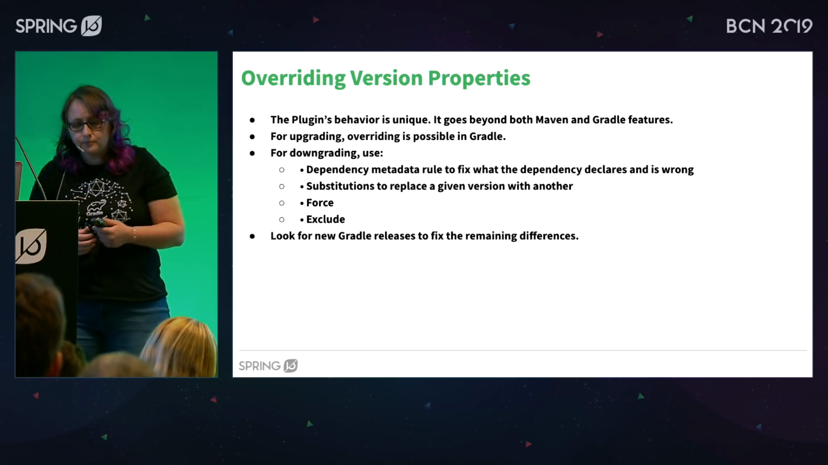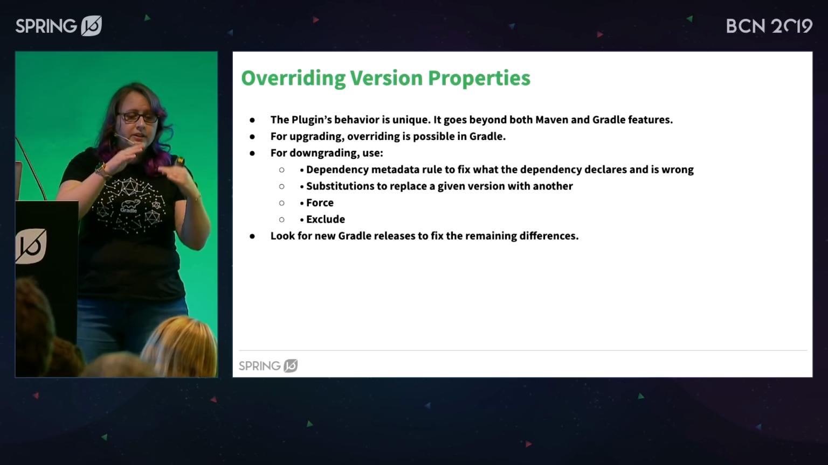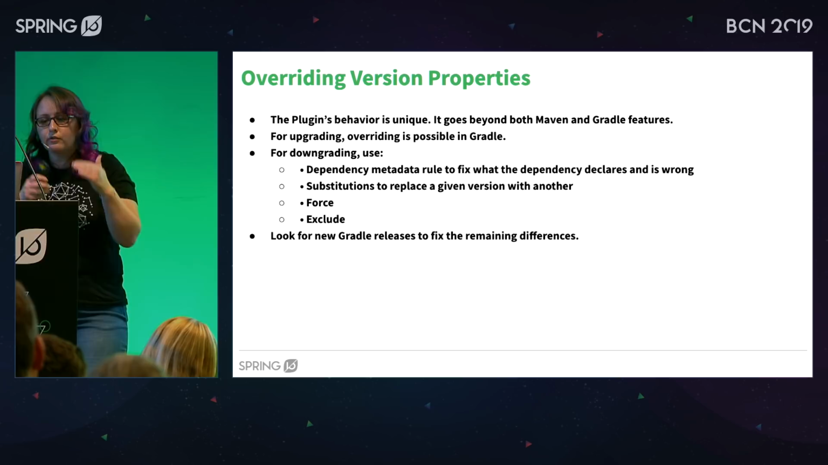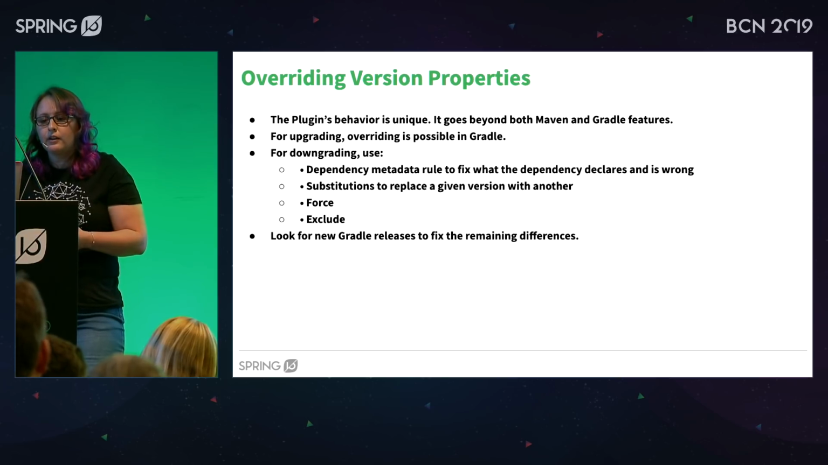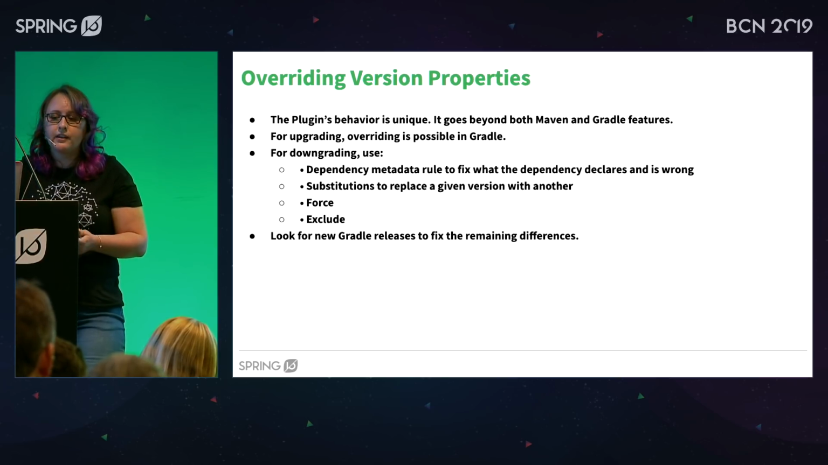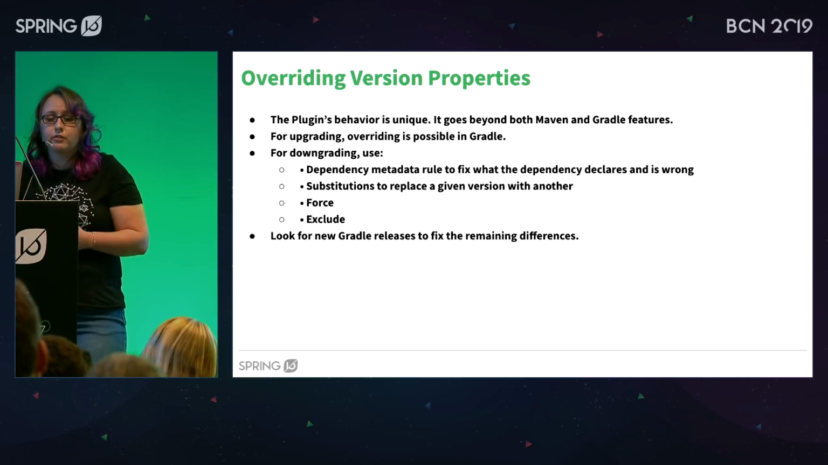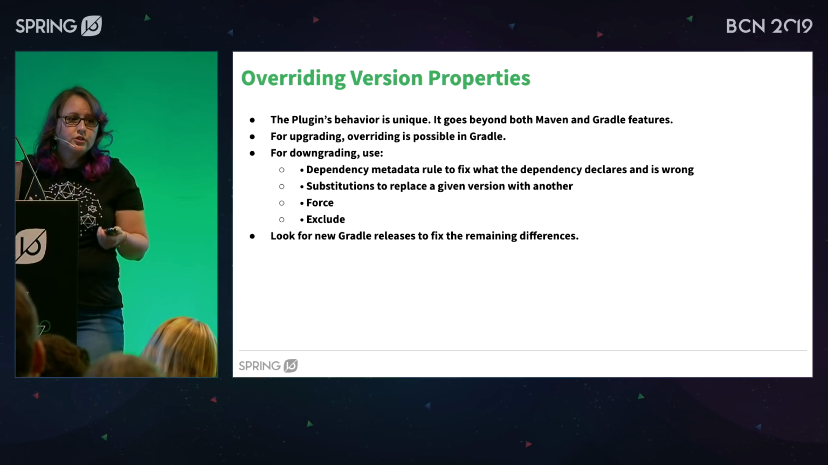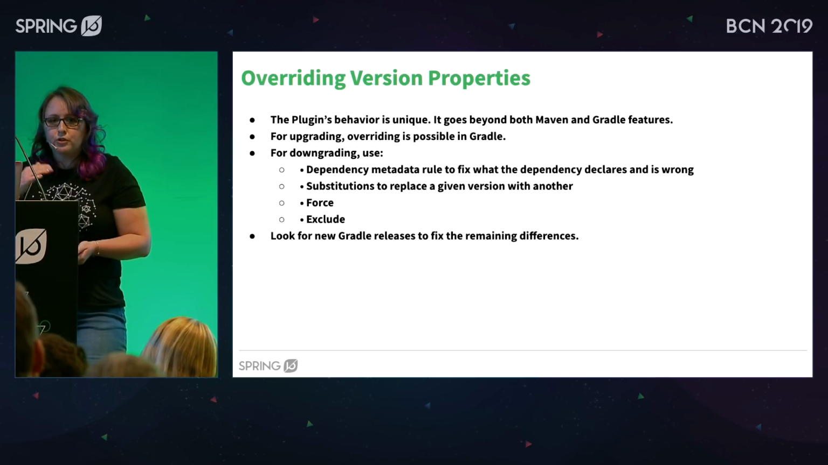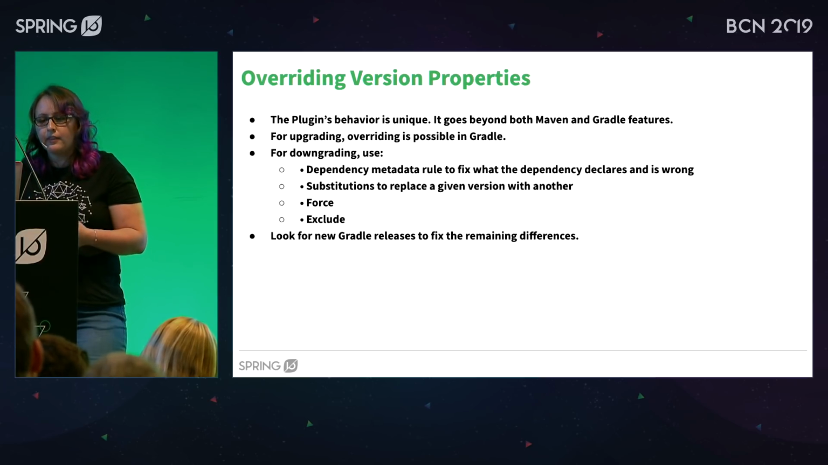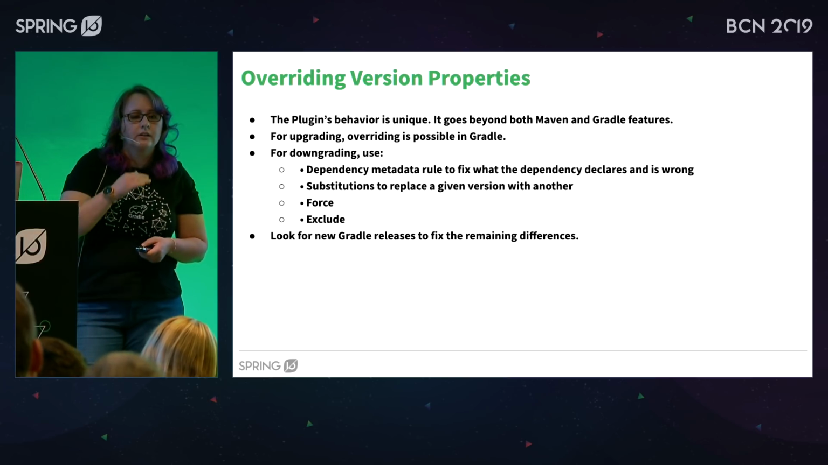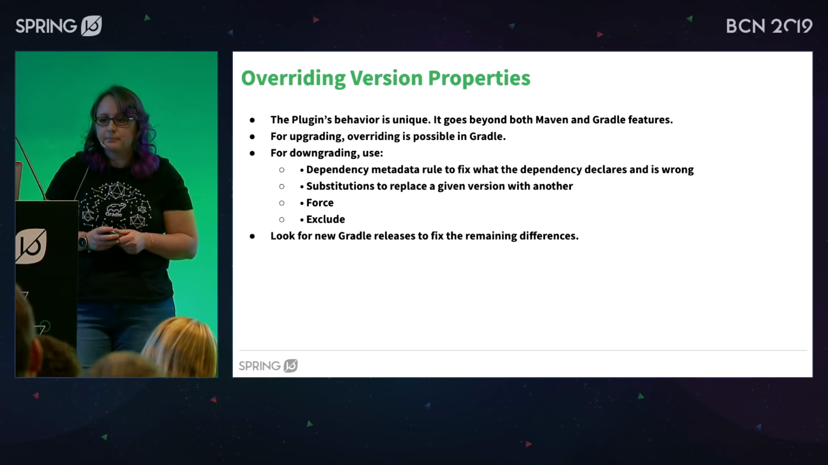And particularly because Gradle by default wants to try and resolve those by going up, you have to override or force, and these are actually listed in the order of what you should try to do. So you should try to write a rule first before you try to heavy-handedly force everything. And then if you absolutely need to, exclude it and add a different dependency.